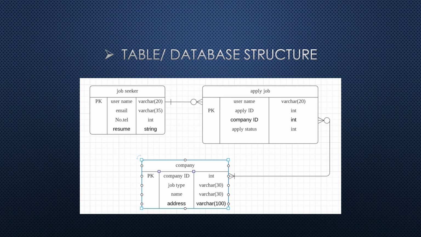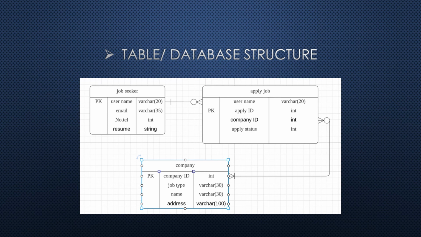Database structure. In this picture, we show the database structure for this project. The first entity is job seeker. In this entity, it has 4 attributes. There are username, email, Notel, and resume. The primary key of this entity is username. Username is the name that the customer signs in with. Email is the customer's email. Notel is the telephone number of the customer.